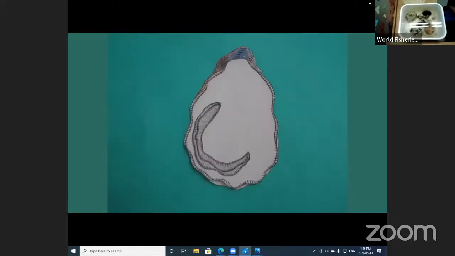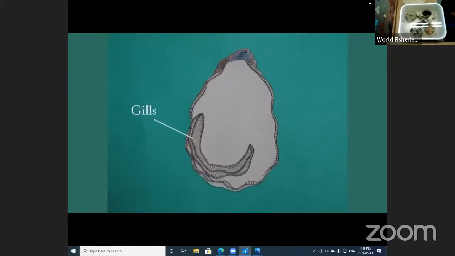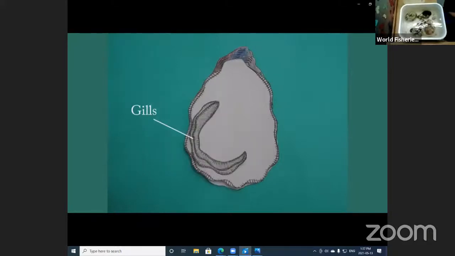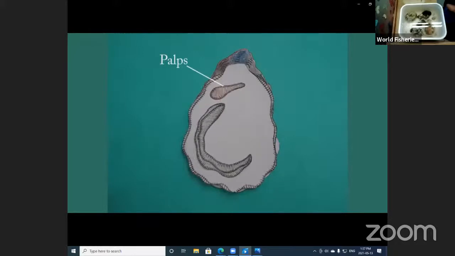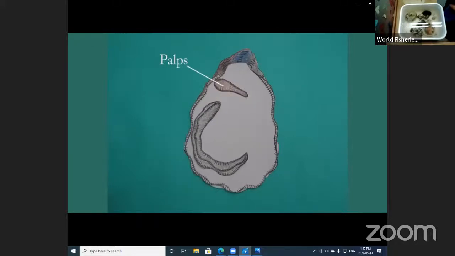So they're like little sensory tentacles. Next, we have the gills. So they're usually a dark gray in color and U-shaped. And as we learned earlier, they filter out food and what is not food, and they also use the gills to breathe. Next, we have the palps. This is where food gets sorted out once again. So it separates out any sediment or dirt that may have came in with the water.